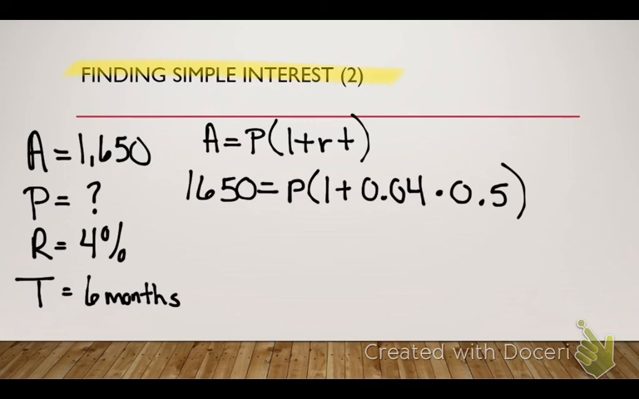All right, now on this parentheses, the easiest way to do that is just to plug it in your calculator. 1 plus 0.04 times 0.5. Okay, that gives you your decimal value of what? 1.02. And we're going to put the P after. That's just changing the order, which I totally can do. All right, now how do I solve for P? Divide by 1.02.